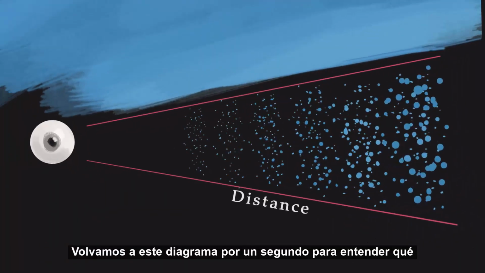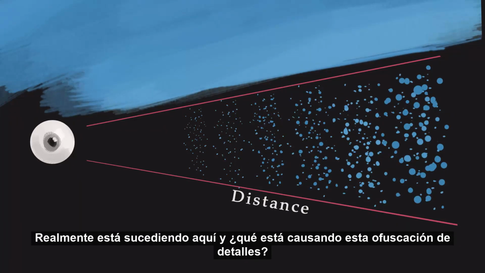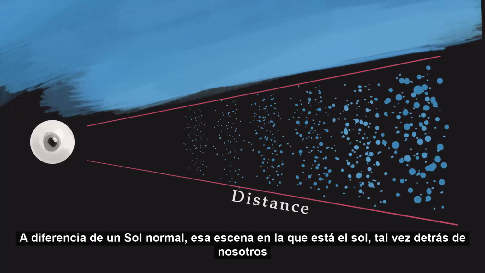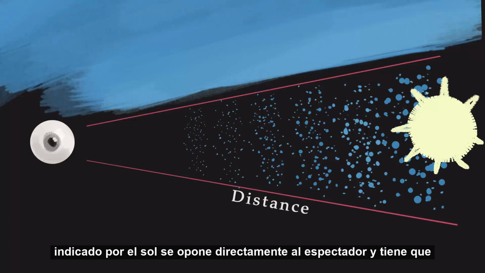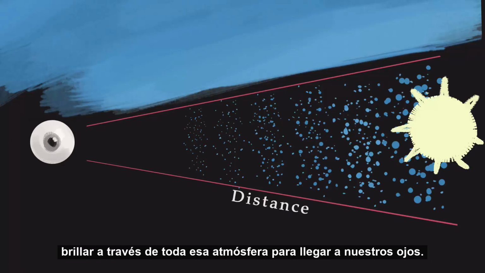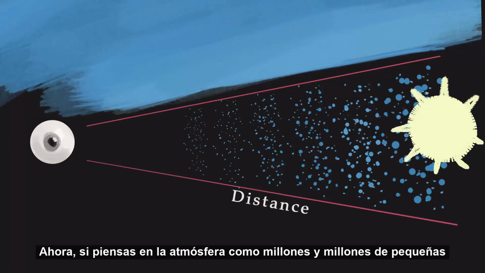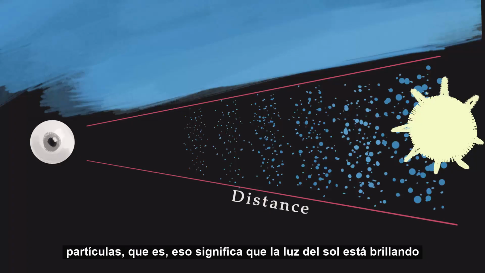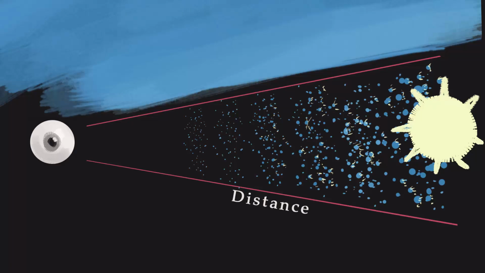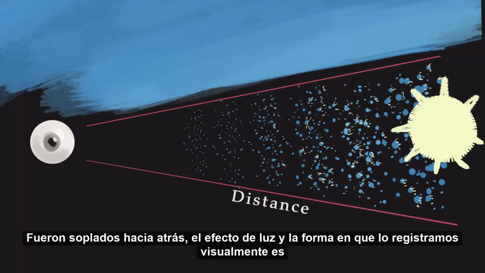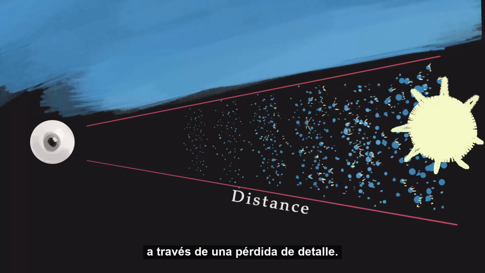Let's go back to this diagram for a second in order to understand what's actually happening here and what's causing this obfuscation of detail. Unlike a regular sunlit scene where the sun is maybe behind us or off to the side, when you look directly into the light, the light source, in this case indicated by the sun, is directly opposing the viewer, and it has to shine through all that atmosphere to get to our eyes. Now, if you think of atmosphere as millions and millions of little particles, which it is, that means that the sunlight is glinting off the backs of each of those particles, causing this kind of overblown backlight effect. And the way we register that visually is through a loss of detail.